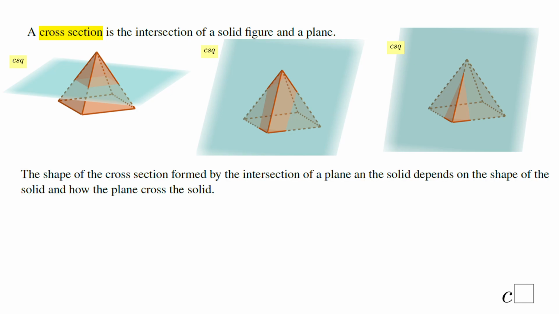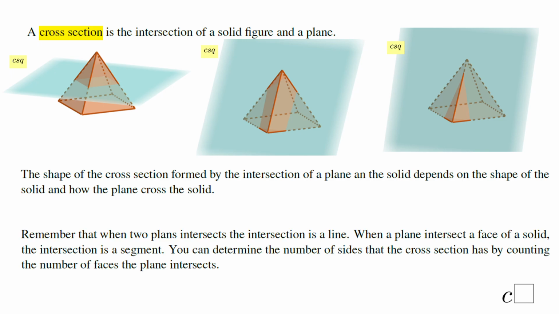The shape of the cross-section obviously depends on the shape of the solid you cross and how the plane crosses the solid, and that's what we're going to see also a little bit later.